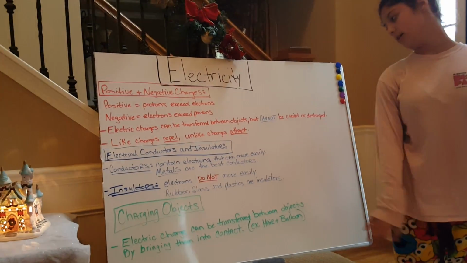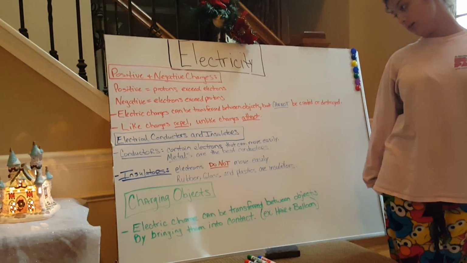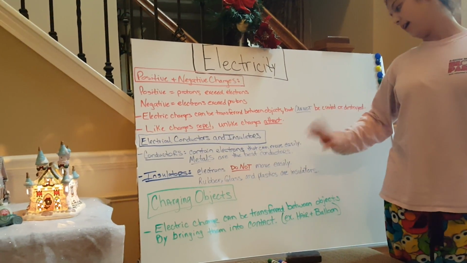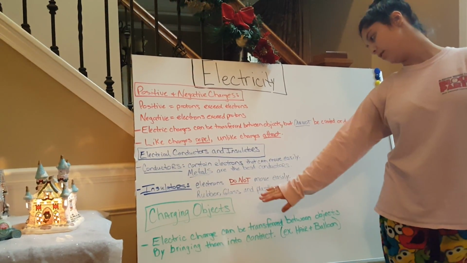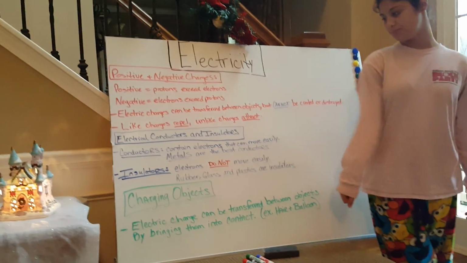And then our insulators, electrons do not move easily, and they contain such as rubber, glass, and plastics, which are insulators.